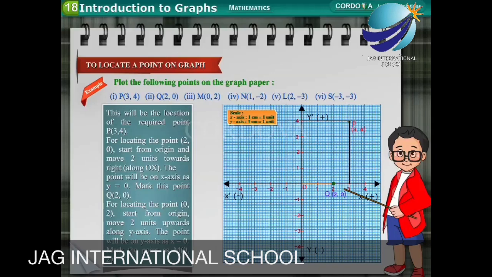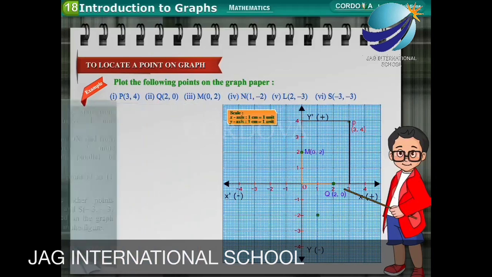Mark this point Q(2, 0). For locating the point (0, 2), start from origin, move 2 units upwards along y-axis. The point will be on y-axis as x is equal to 0. Mark the point as M(0, 2).